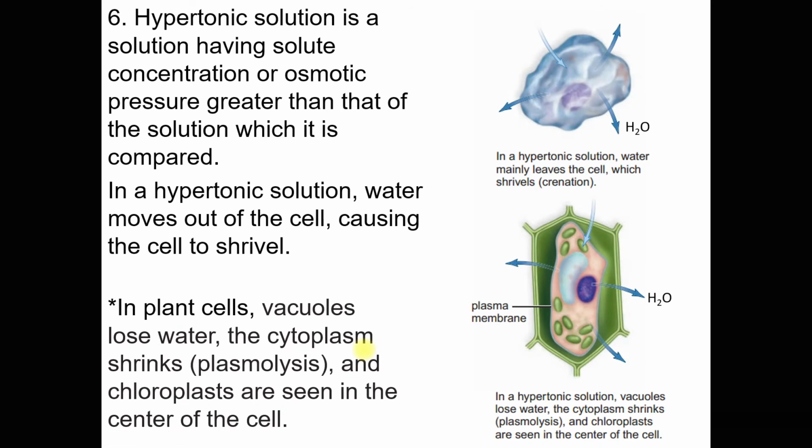Now, in plant cells, the vacuoles lose water, because the water from the vacuole will diffuse out by osmosis into the hypertonic solution. So in plant cells, the vacuole loses water, the cytoplasm shrinks, and the shrinking of the cytoplasm we term plasmolysis. The cytoplasm undergoes plasmolysis, and chloroplasts are seen in the center of the cell.